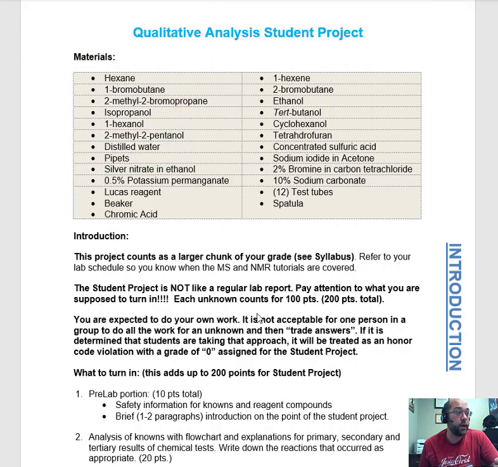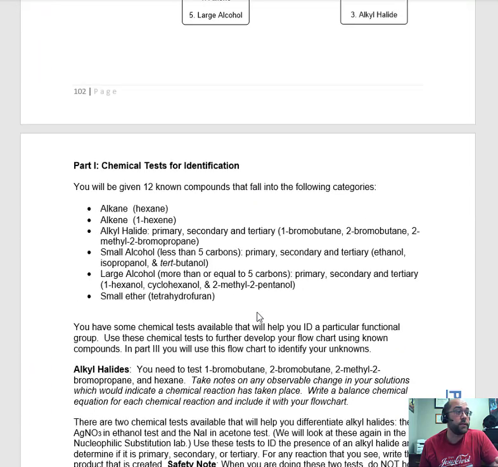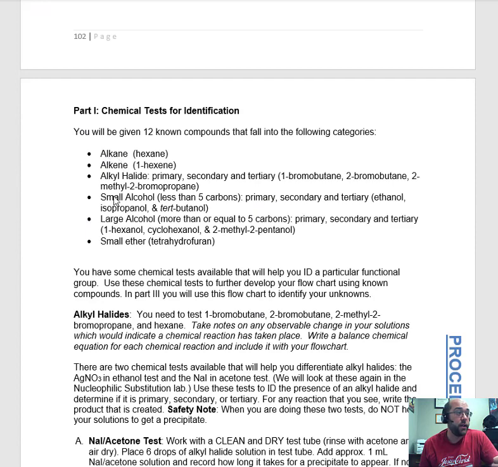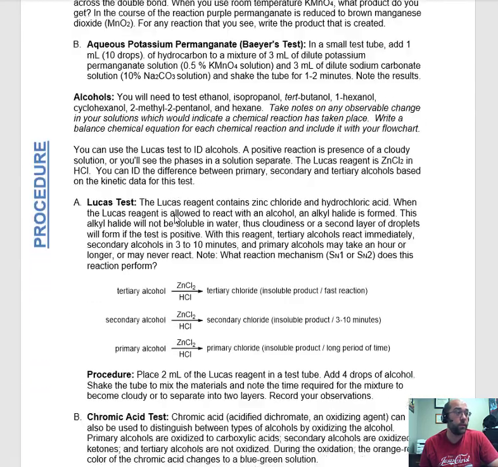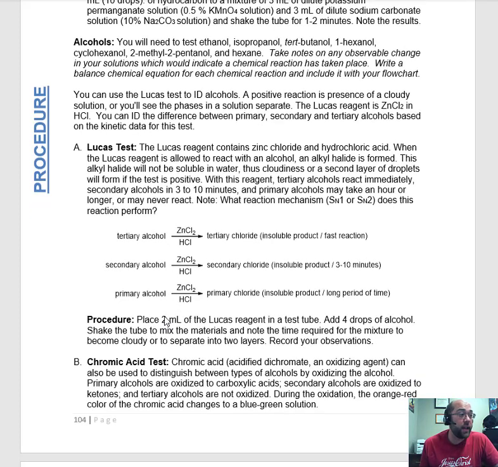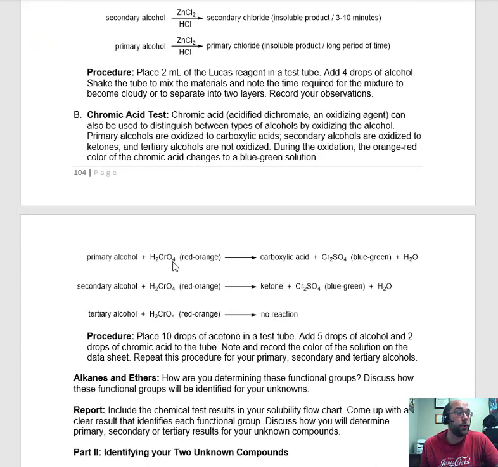If I go to my manual here, when I look for my chemical tests, see part one, chemical test for identification. Here's all the different groups you can have for alkanes, alkenes, alkyl halides, small alcohols, large alcohols, and ethers. And so you see here how the alcohols has two different ones, small versus large. Right, the chemical tests are very similar for the alcohols, in particular. Right, you have the Lucas test, and so here's kind of an example of what the reaction would look like, and you saw a visual confirmation of what this would look like in the video. All right, we also have the chromic acid test. So those are the two chemical tests that you would have done and performed, and you want to recreate these.